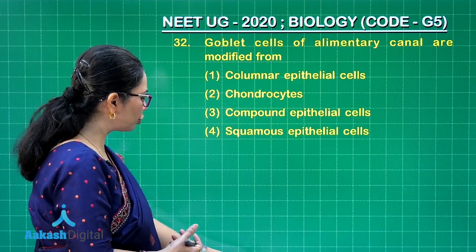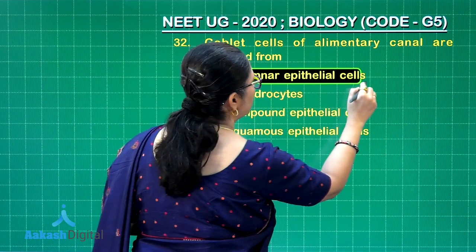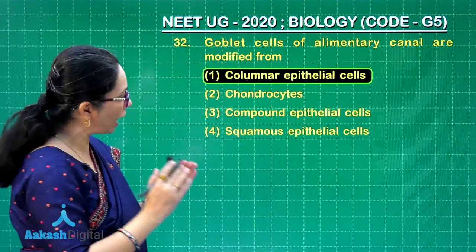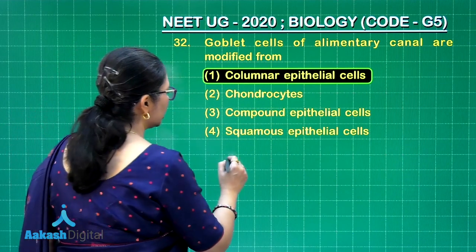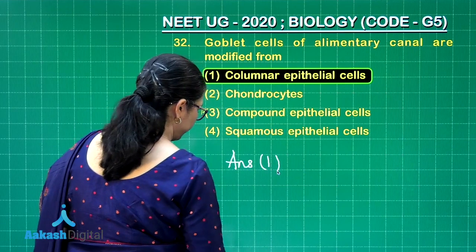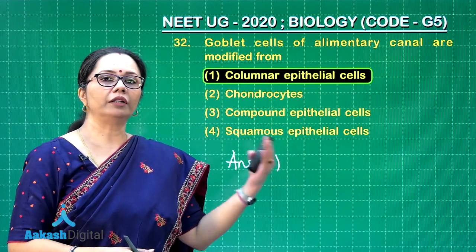So this is a direct question and basically knowledge based. So if you have studied the animal tissues properly, you can easily do this question. So from here we will take on next questions.